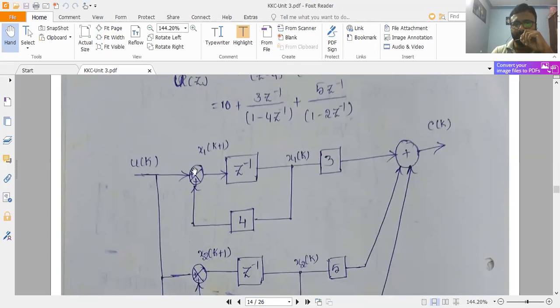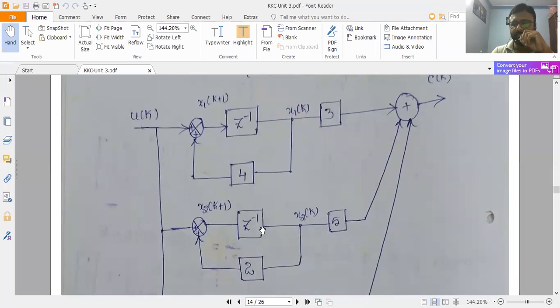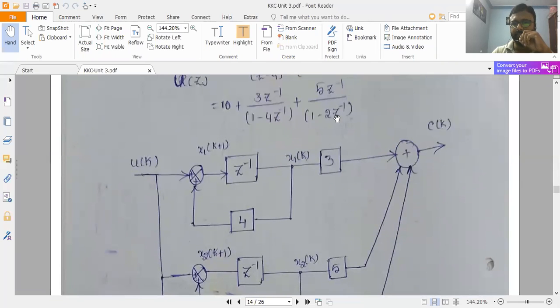This particular representation is nothing but z inverse divided by 1 minus 4 into z inverse, and it has to be multiplied with 3, and its value is going to be connected to the summing point. In the same fashion, we are going to represent 5 into z inverse divided by 1 minus 2 into z inverse. 5 is going to be taken separately, and the z inverse value and 2 value are going to be connected in the feedback path.